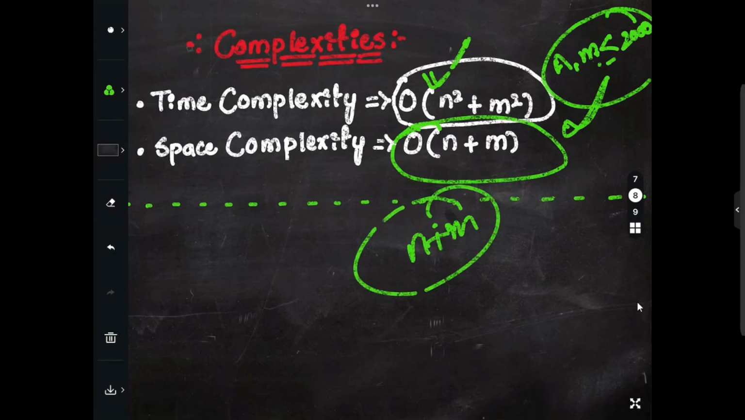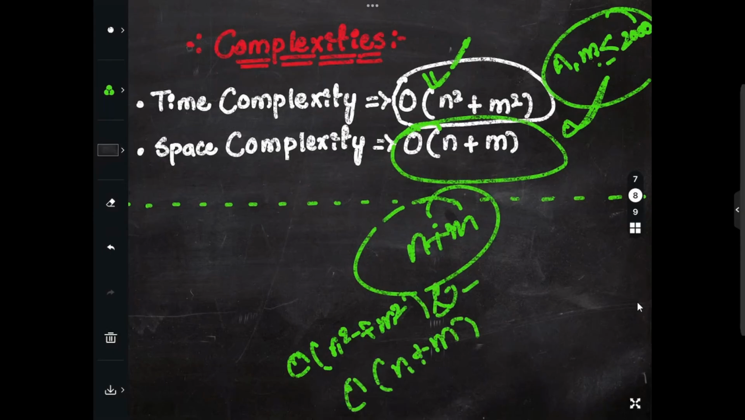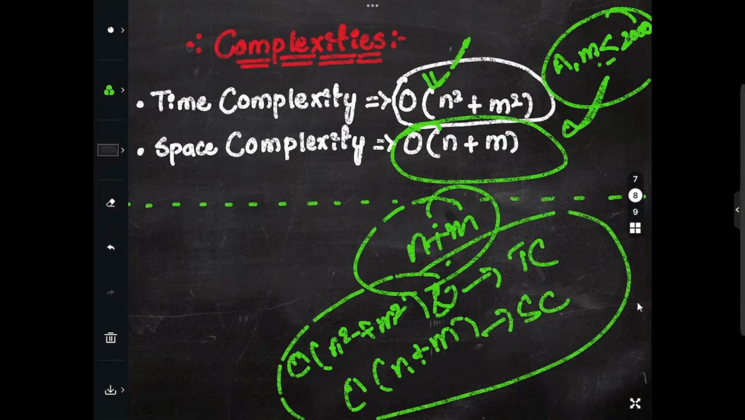So the time complexity and the space complexity for the code that we will be writing would be big O of n square plus m square and big O of n plus m. So this will be the time complexity and this would be the space complexity. I hope the complexities part is completely clear, right? Now, as we are completely familiar with the approach as well as the complexities, we are good to write the code. Let's start writing the code.